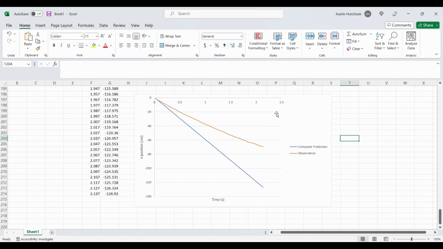To prevent this and make the model and observation more similar, I could have used a different object or surface, which would create less friction, or I could have used a shorter time interval, which would have a smaller likelihood of experiencing a change in velocity.